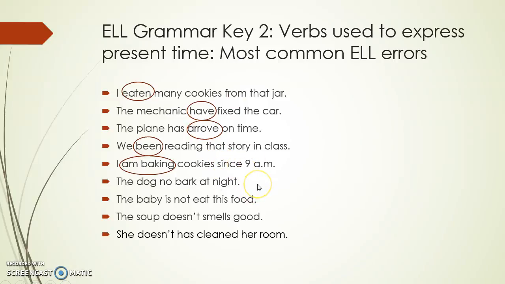The dog no bark at night, very common. You take it from Spanish, el perro no ladra. The dog no bark, the dog doesn't bark at night. The baby is not eat, okay, the baby does not eat this food. The soup doesn't smells, sometimes we forget to take off the S. And she doesn't has cleaned the room. We forget that we don't use the auxiliary doesn't when using the present perfect.